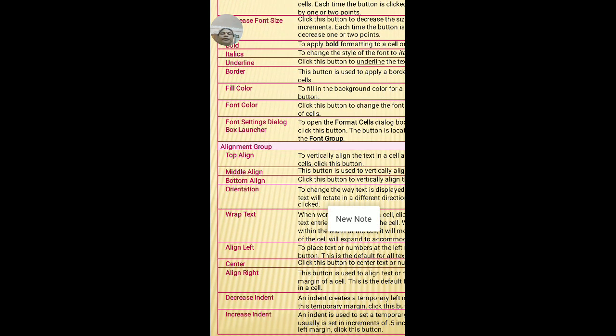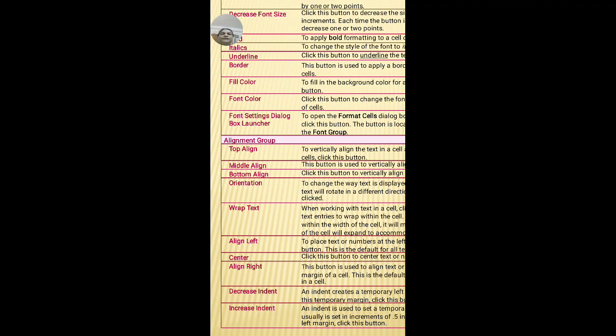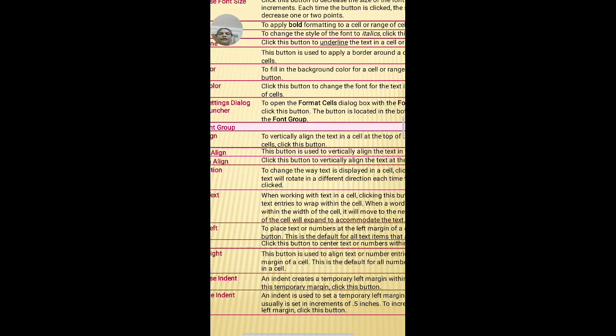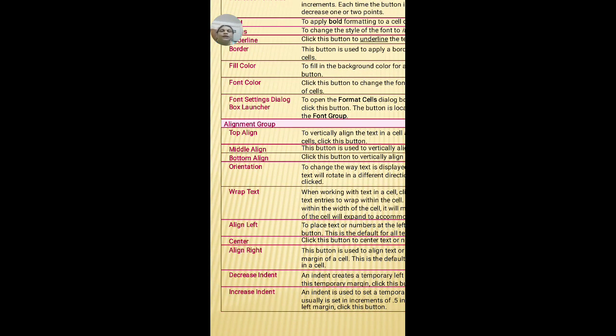Border: this button is used to apply a border around the cell or range of cells. Next, fill color. Filling the color means you're filling the color on the background of the cell. Font color. What is the difference between the fill color command and the font color command? Fill color means you're filling the color on the background of the cell. Font color means you fill the color in the text, whatever you have in the font.